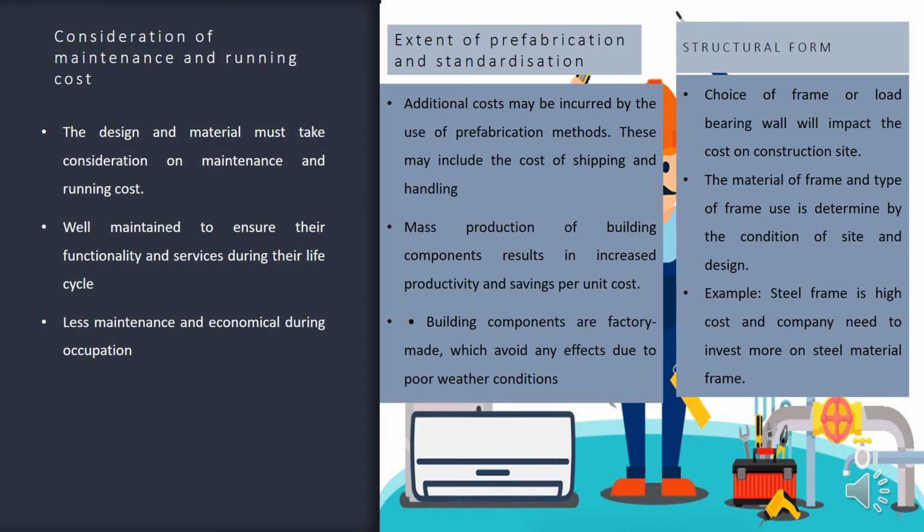Additional costs may be added by the use of prefabrication method. This can include cost of shipping and handling process. Production of building components results in increased productivity and saving per unit. And building components are factory made, which avoids any effect due to poor weather conditions. And these are the advantages of prefabrication material.